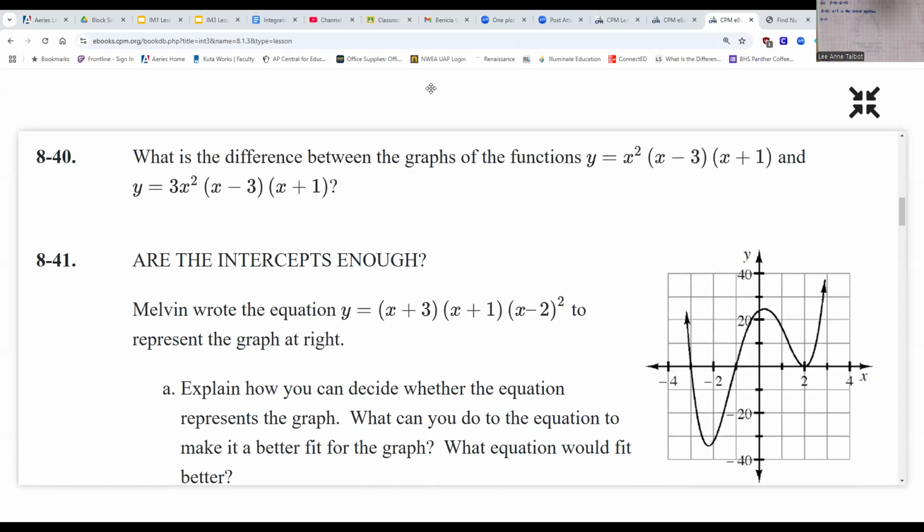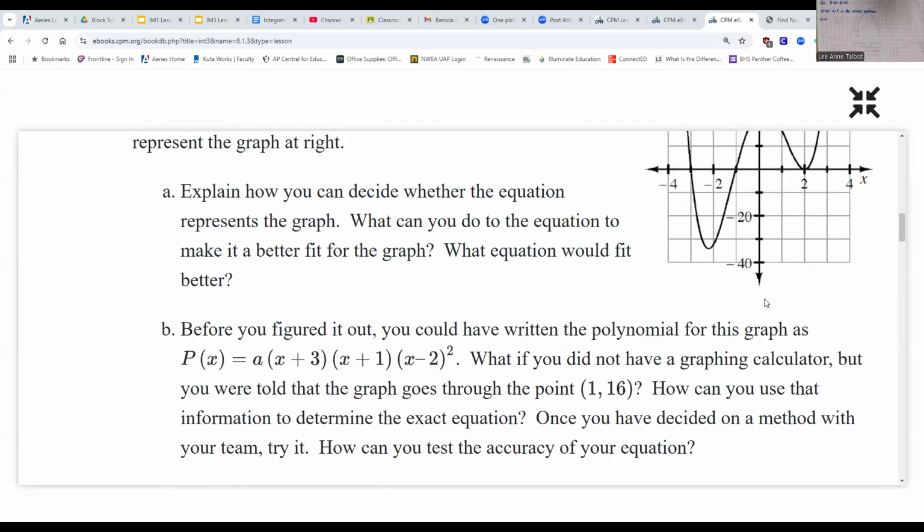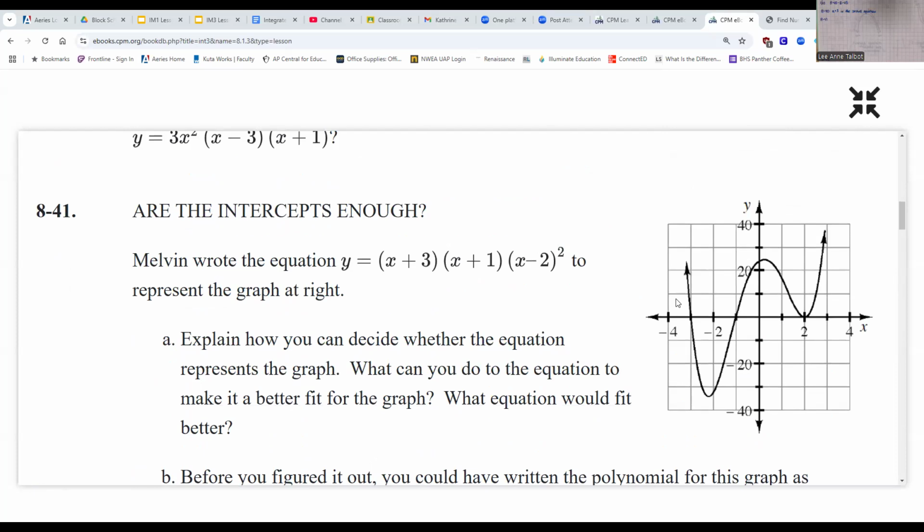Why is this my way? Melvin wrote the equation at right. Okay, so let's look at this graph and make sure that Melvin's equation makes sense. I see a single root at -3, a single root at -1, and a double root at 2. Do you guys all see that?